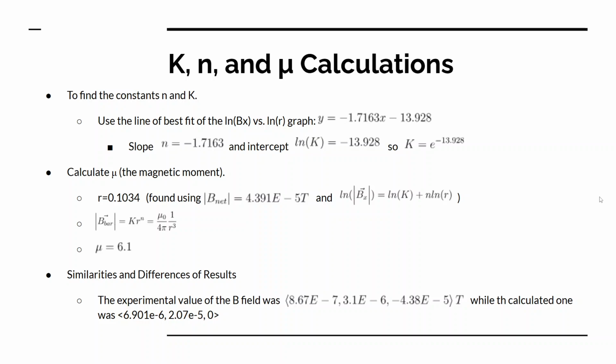Similarities and differences in results. The experimental value of the B field is the following right here, while the calculated one is a little bit different.